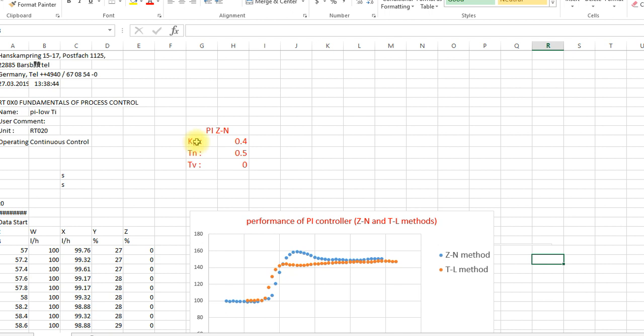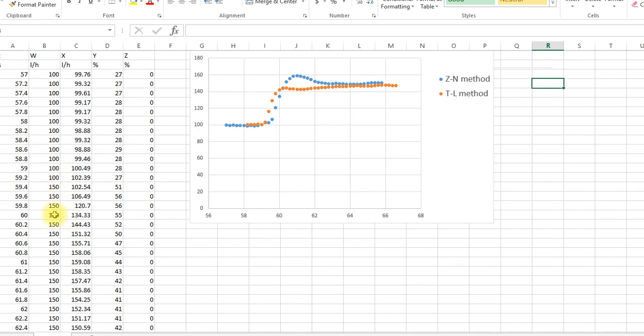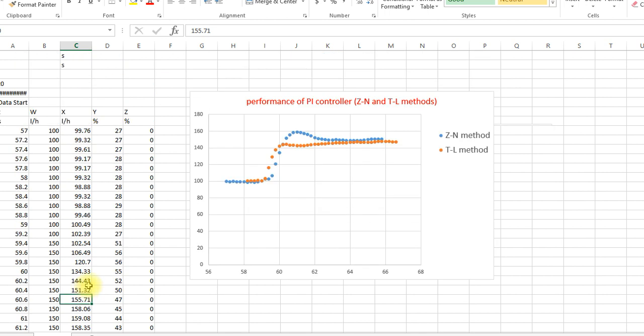Okay, the values are Kp and tau I, and you can see here the set point is 100. Then we change the set point from 100 to 150, and you can see that changes started. It is going beyond the set point. You can see 150. So here we expect that we will get overshoot, and then coming back to the set point. You can see I have plotted now both of them, ZN and TL, to compare.